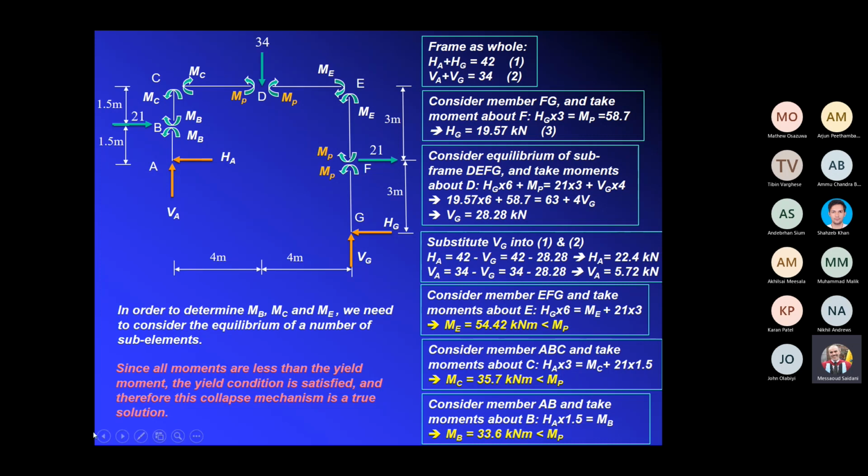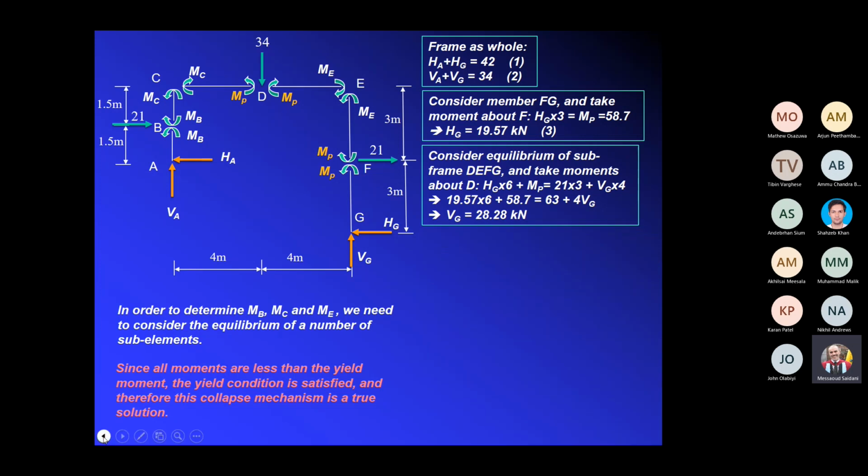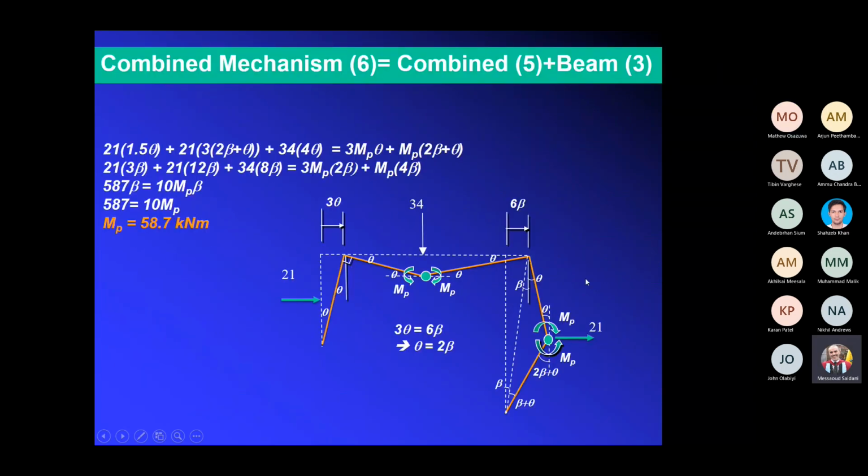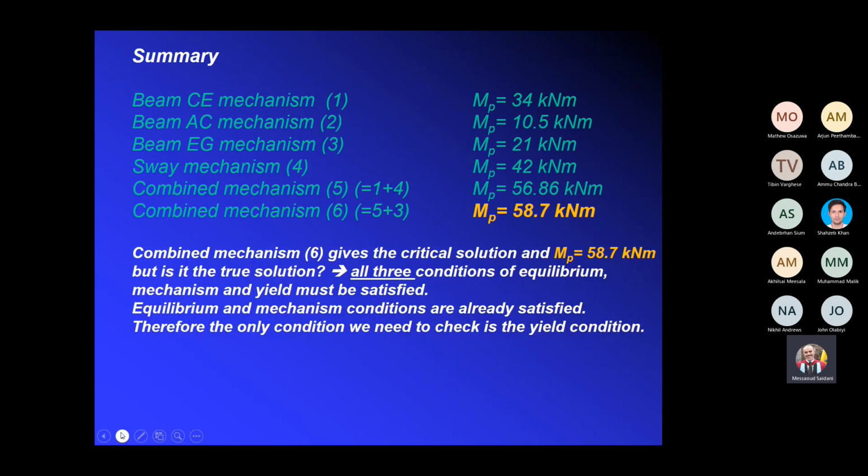So therefore this mechanism is definitely the only and unique mechanism. There is no doubt about it, because that's the uniqueness theorem, okay? Yield condition is satisfied, equilibrium condition is satisfied, mechanism condition is satisfied. So therefore this mechanism here is definitely the true and only solution. And we have checked it to satisfy ourselves, okay?